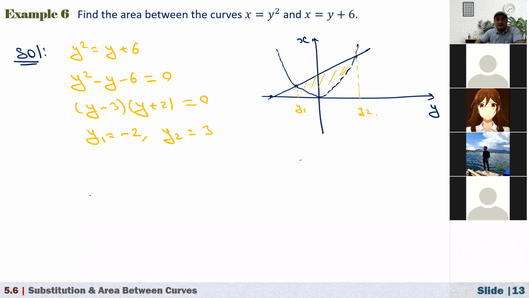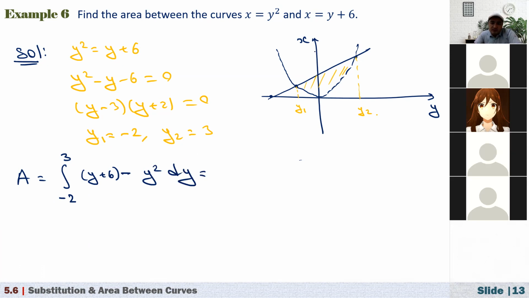So now the area will be equal to the integral from y1 to y2, that is from negative 2 to 3, of the straight line, y plus 6, minus the parabola, y squared, dy. If you write this with the vertical line as y, it will be a bit different, but the idea is similar.